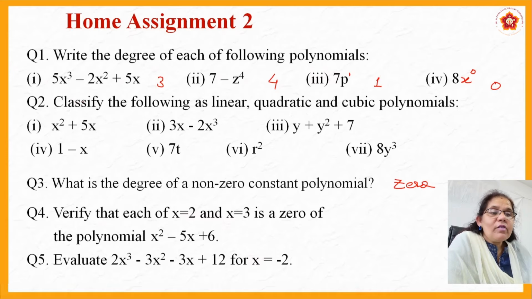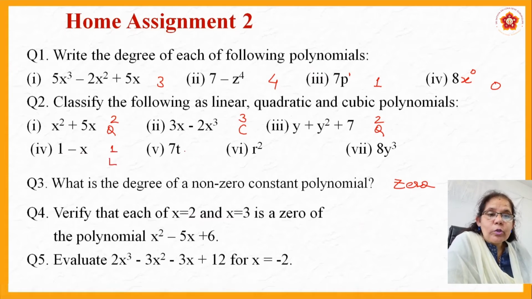Second question, classify the following as linear, quadratic and cubic polynomials. So we have to first write down the degree of the polynomial. In first part, degree of the polynomial is 2. If degree is 2, then it is a quadratic polynomial. In second part, degree is 3 and therefore it is a cubic polynomial. In third part, degree is 2, therefore it is a quadratic polynomial. In fourth part, degree is 1 and therefore it is a linear polynomial.